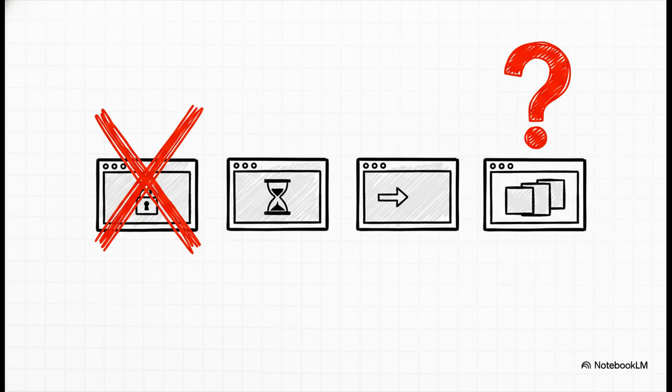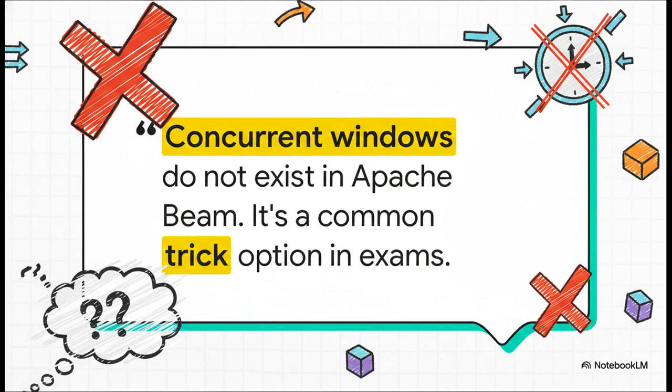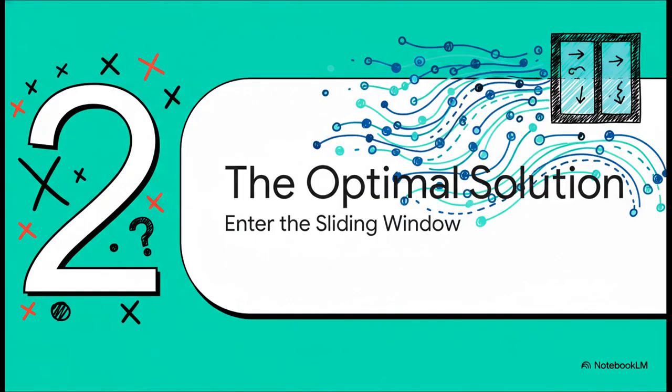But yeah, there's something you really need to know about this one. And there it is, the big reveal. The thing is, concurrent windows aren't even a real thing in Apache Beam or Cloud Dataflow. It's a classic trick question they love to throw on certification exams just to see if you're paying attention. So we can definitely cross this one off the list with confidence. Okay, so we've knocked out the wrong answers, we've spotted the fake one, and that means we've landed on our solution. Let's dive into why the sliding window is exactly what we need.